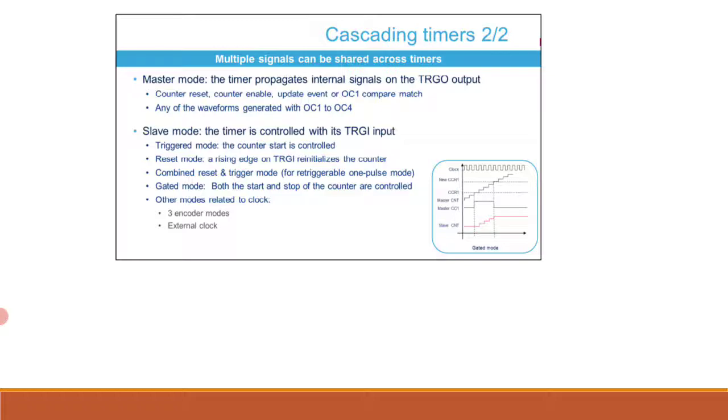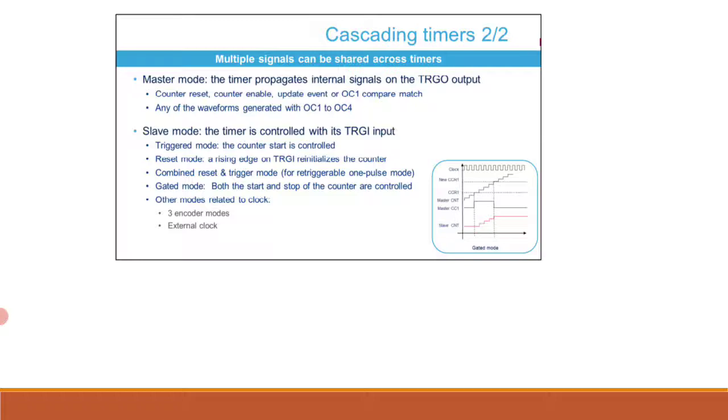In slave mode, the timer operating mode is controlled by the TRGI input. In triggered mode, the counter start is externally controlled. This mode is used for simultaneously starting multiple timers. In reset mode, the counter is reset by a rising edge on the TRGI input.